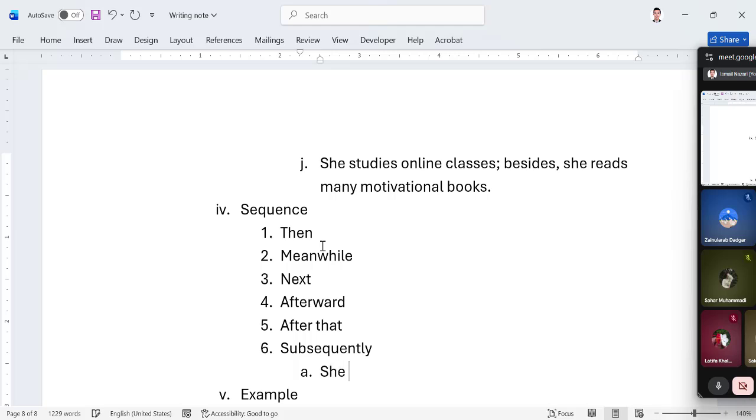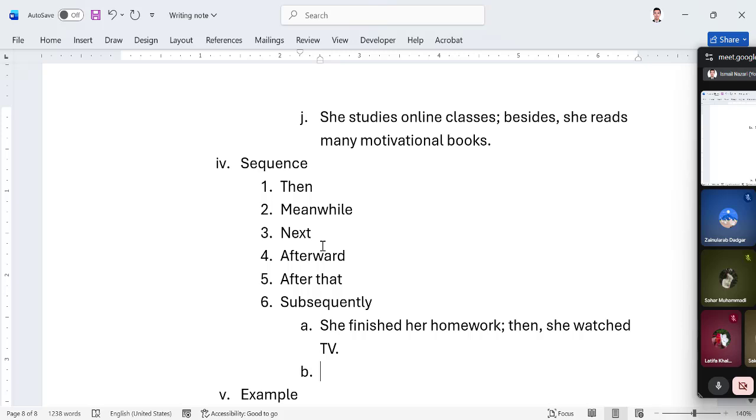Let's see, for example, she finished her homework. Then I can put a semicolon, then she watched TV. Easy one. It means first the homework was done, and then we have that sequence of events.